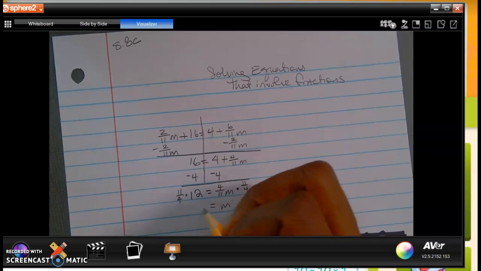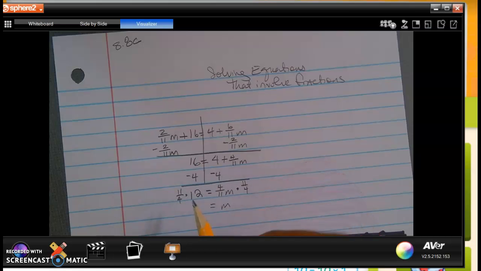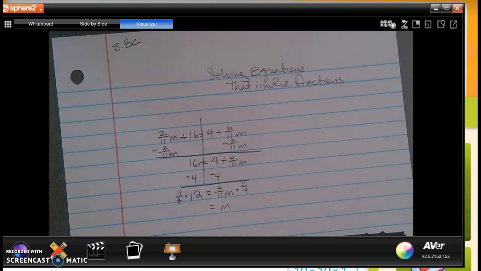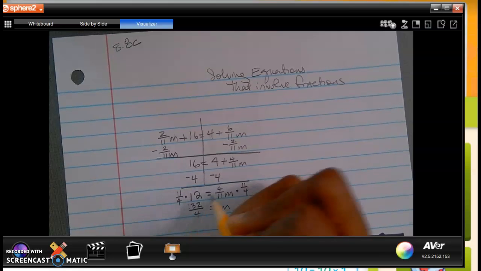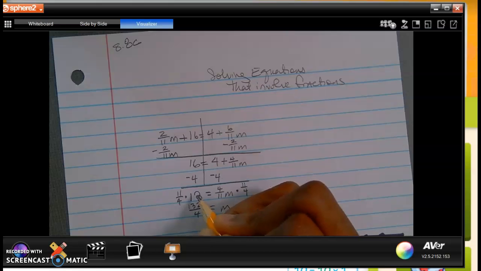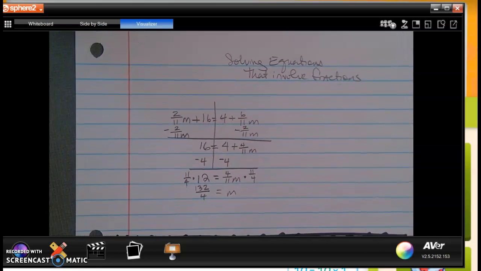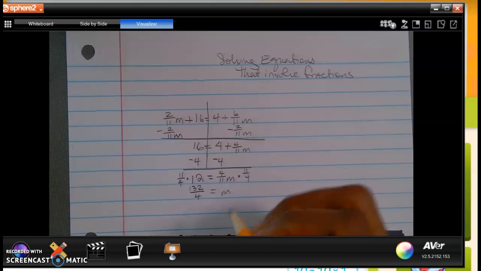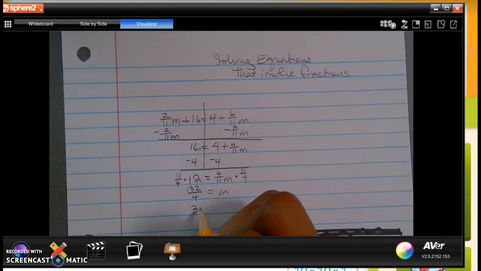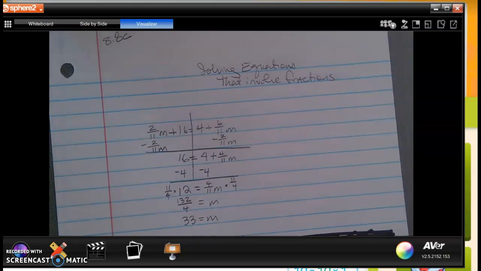And we know that 12 also means 12 over 1. And when I have a fraction, okay, I'm going to multiply across. So I know that 12 times 11 is going to give me 132 over 4, because again, remember, 12 is equal to 12 over 1, okay? 132 over 4 would then equate to the number 33, okay? M is equal to 33.